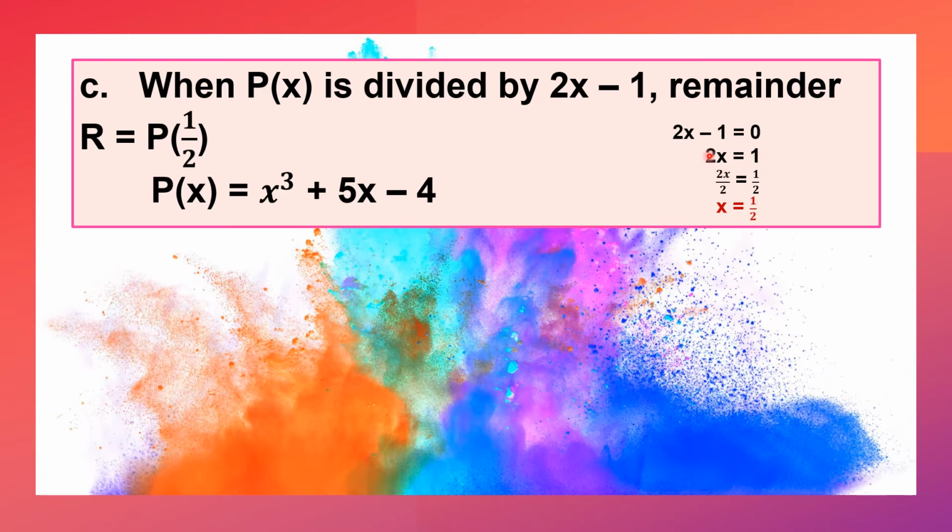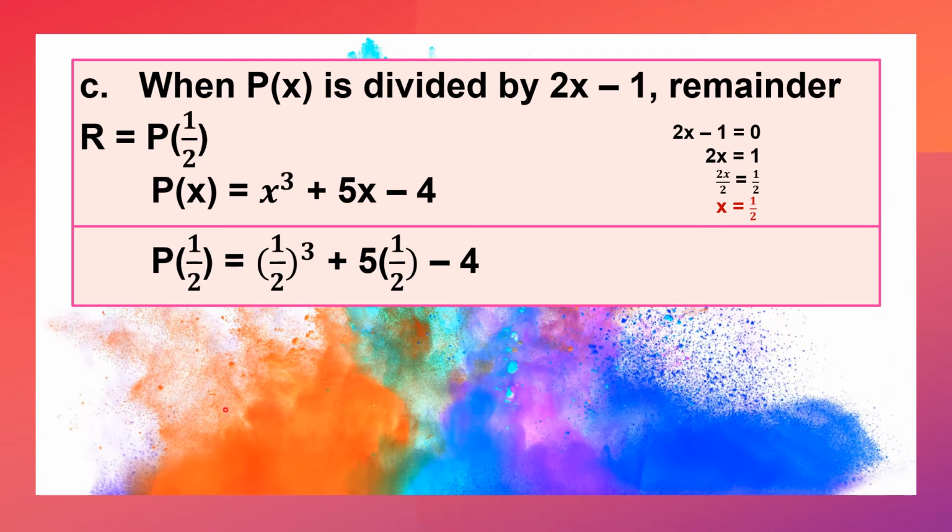Then to get rid of the 2, we divide both sides by 2. So 2x divided by 2 is equal to x. Then 1 divided by 2 is still 1 half. So our x here is 1 half. So change all x to positive 1 half. So we have now p of x, p of 1 half. Then x changed to 1 half, x changed to 1 half.